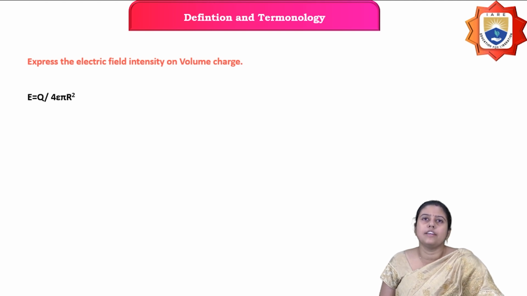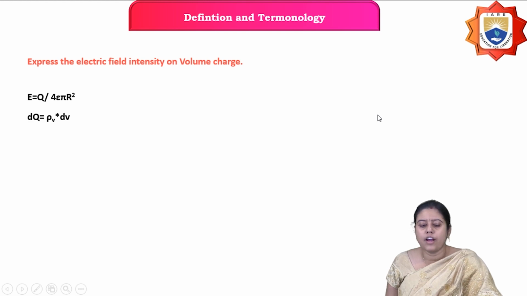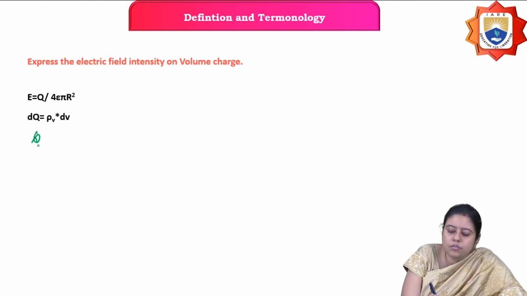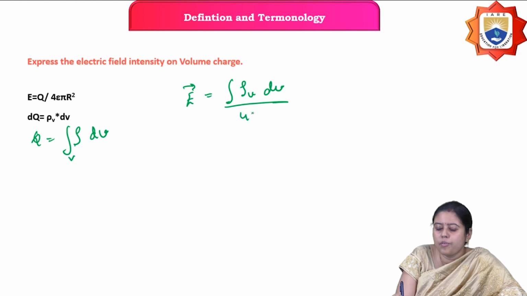Express the electric field intensity of the volume charge. Same thing, E is equal to Q by 4 pi epsilon R square, and dQ is equal to rho V dV. So what is Q? Q is nothing but the volume integration of rho V dV. So intensity is rho V dV by 4 pi epsilon R square.